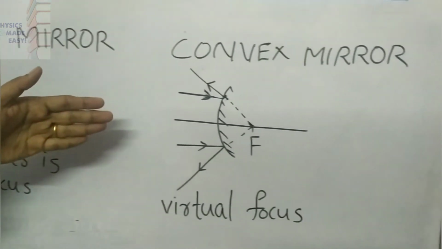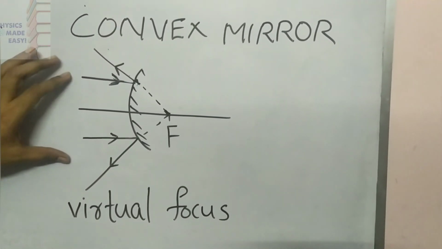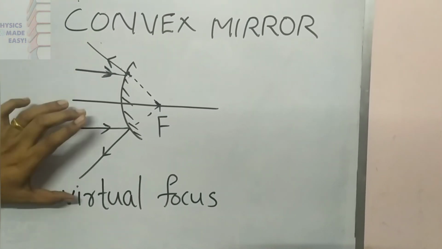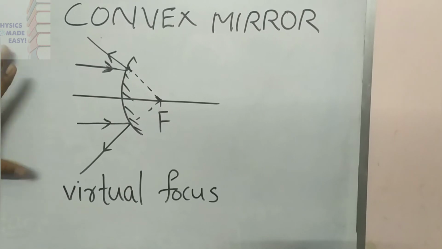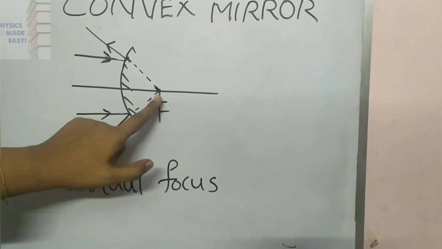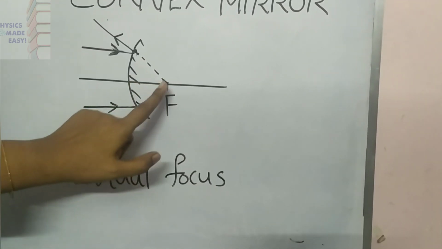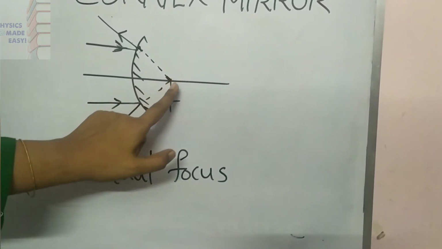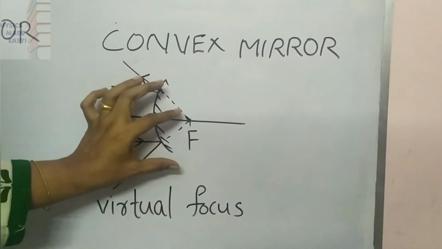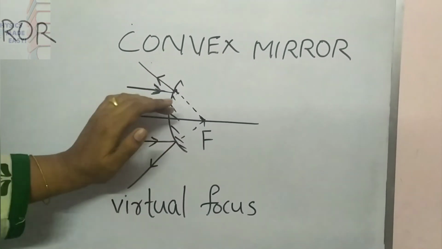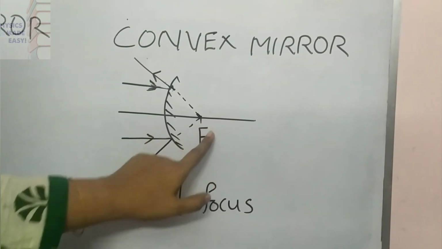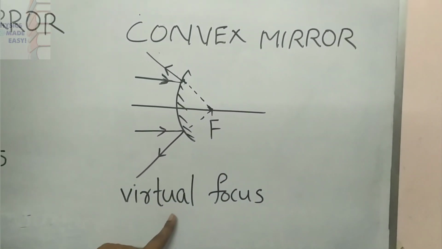Then in the case of this convex mirror, you can see the rays are reflecting from the convex mirror, but these two rays are not intersecting on this side. Here you can see these rays are extended backwards. That way you can see these rays are coming from a point on the principal axis. That is the principal focus. They are not actually intersecting, but appear to come from a point. So here we can say this principal focus is a virtual focus.